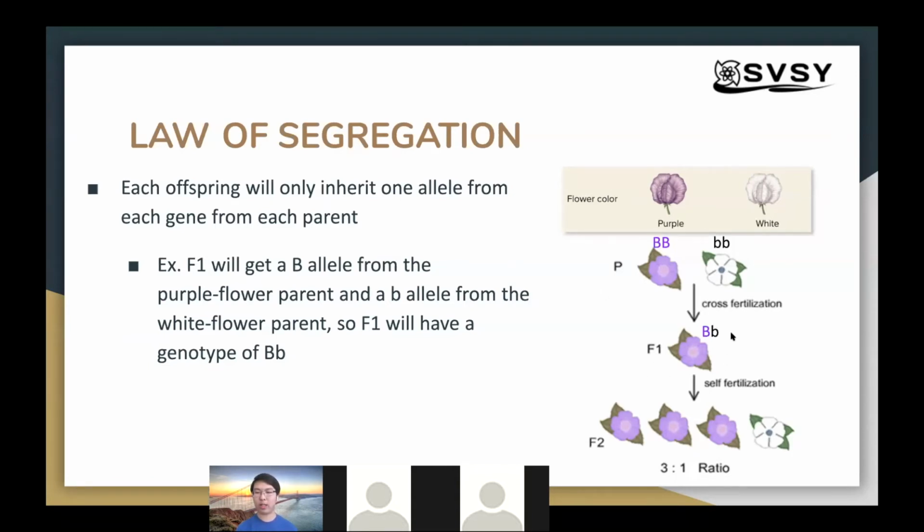So this F1 generation, the children of this P generation cross, the F1 gets a big B allele from its purple parent, right? And it gets a small b allele from its white flower parent. And so the F1 will have a genotype, or this allelic combination, of big B, little b. It got one of its alleles from one of its parents. It got another of its alleles from another parent. So that's the genotype of this F1 generation flower, big B, little b.